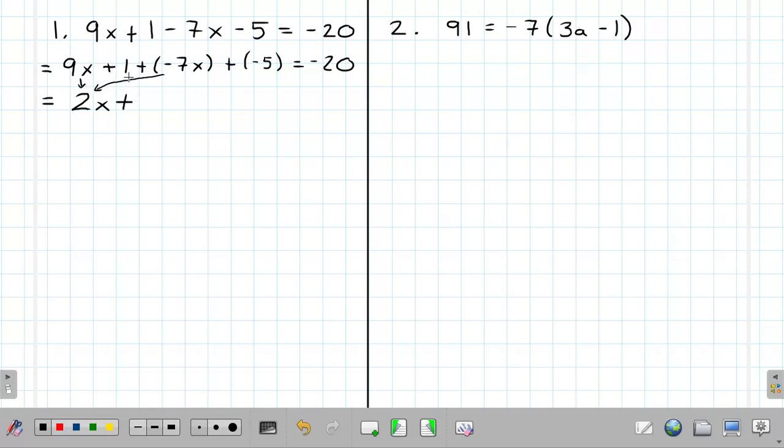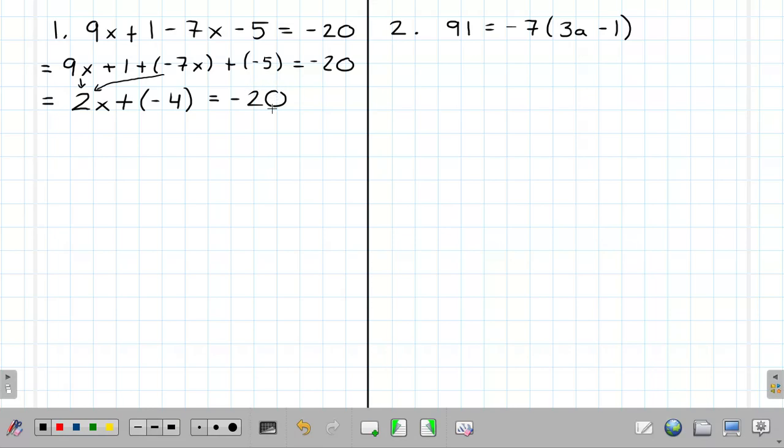And this is where another nice thing about writing it as a sum is, if you write it as a sum, then you know the next thing here has to be addition. Okay, so what we're going to do is we're going to add 1 and negative 5. Well, 1 plus negative 5 gives us negative 4. Okay, and then we still have the equals negative 20.